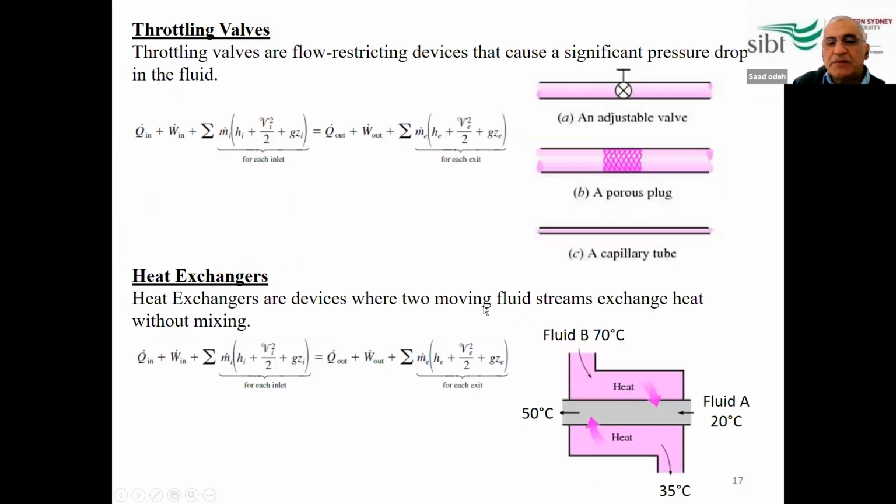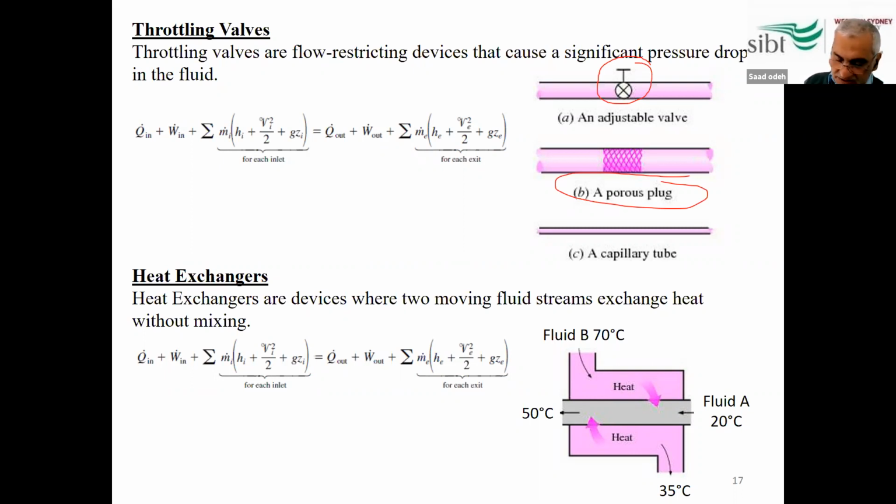Now, the other device we didn't talk about last week is the throttling valve. It's a very simple, flow restricting device. So if you have, let's say, a valve in the middle of a pipe, we call this a throttling valve, or we have a porous plug here, like this one, opposing the flow of the fluid, then this will cause a pressure drop in the pipe. We call it a throttling valve.